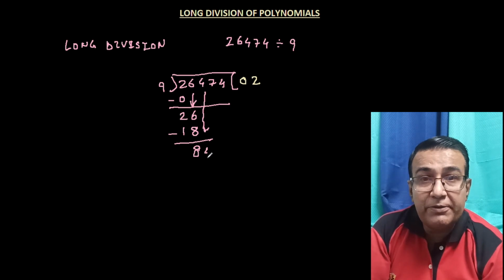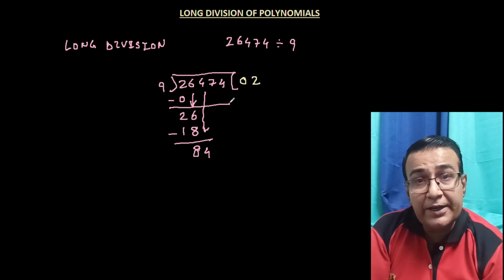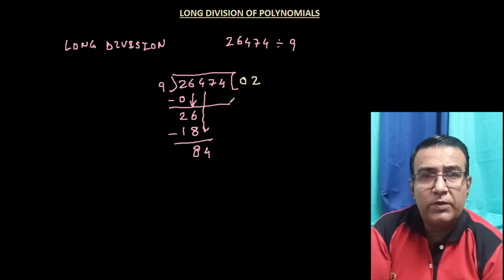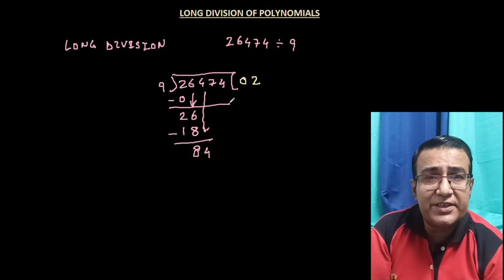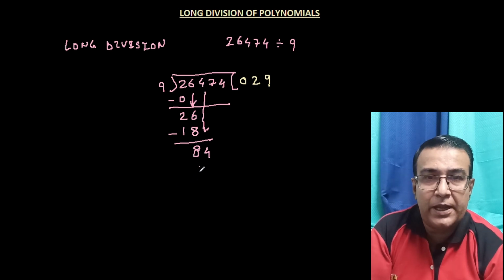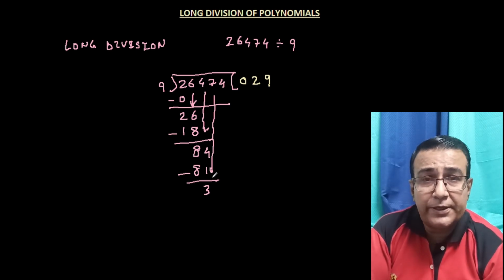So now the new dividend that we have got is 84, and we divide 84 by 9, which is still the original divisor. So we are basically looking for a number in the table of 9 which is equal to 84 or below 84. So 9 times 9 is 81. We write 9 in the quotient, multiply 9 in the quotient by 9 in the divisor to get 81, subtract that from 84 to get 3. We bring the next digit down, which is 37.